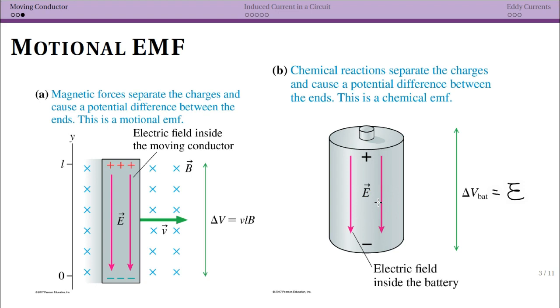So EMF in both situations is going to give rise to a potential difference between two ends. You can then imagine if you connect it by a wire, we know that current would flow from the battery. And so similarly, if we now connect this by a wire, current will flow. And that's the next video.